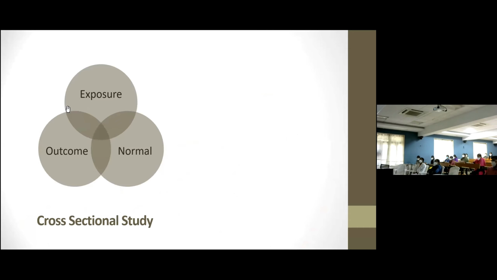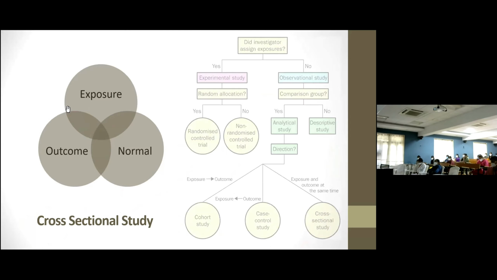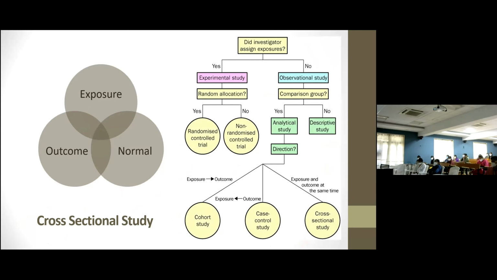So the people there will be the exposed, people who are unexposed will be there, people who had the disease and without the disease, and the normal population also, all in one go. If we study that, it is called a cross-sectional study. Now, let's enlarge this bit for you.